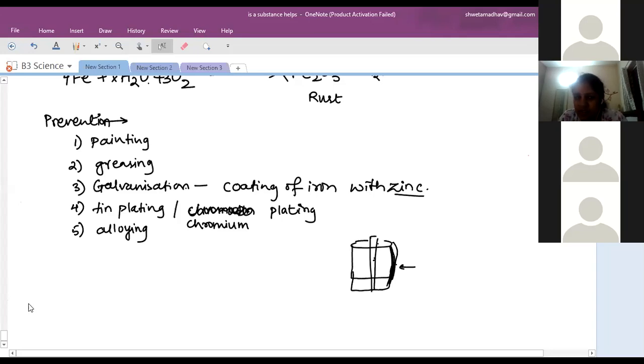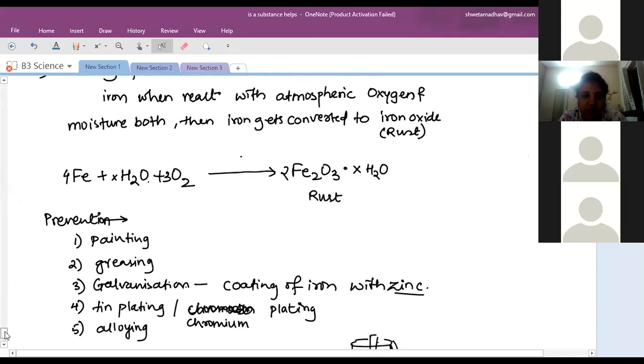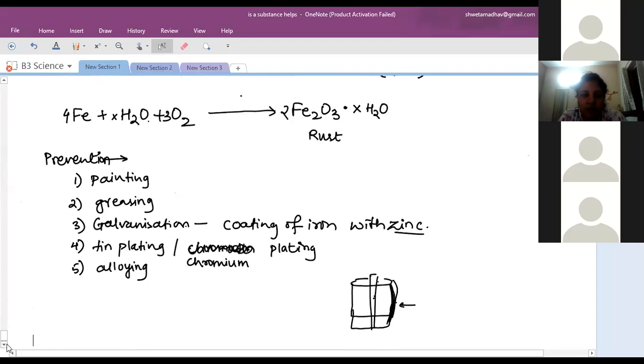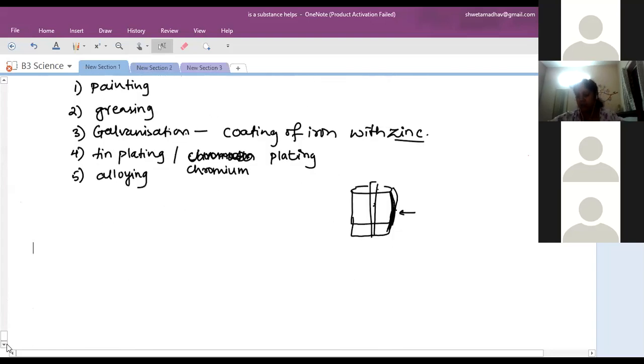Okay, clear everyone? The rusting process. The same will also happen with other metals. So that is with copper, which we call tarnishing of copper.